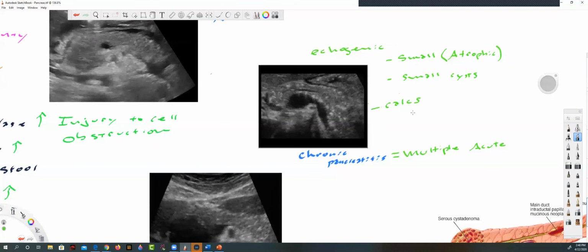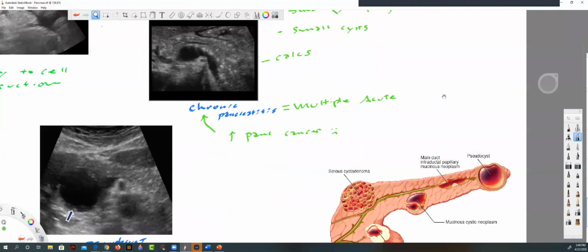Just like so many things that are chronic, a chronic irritation, we now have an increased likelihood of pancreatic cancer, and that's the bad one. So let's talk a little bit about cancers. Neoplasm does not mean cancer. I think I've told you guys that before.